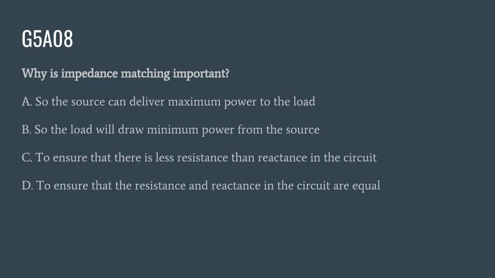G5A08. Why is impedance matching important? A. So the source can deliver maximum power to the load. B. So the load will draw minimum power from the source. C. To ensure that there is less resistance than reactance in the circuit. Or D. To ensure that resistance and reactance in the circuit are equal. A. So the source can deliver maximum power to the load.